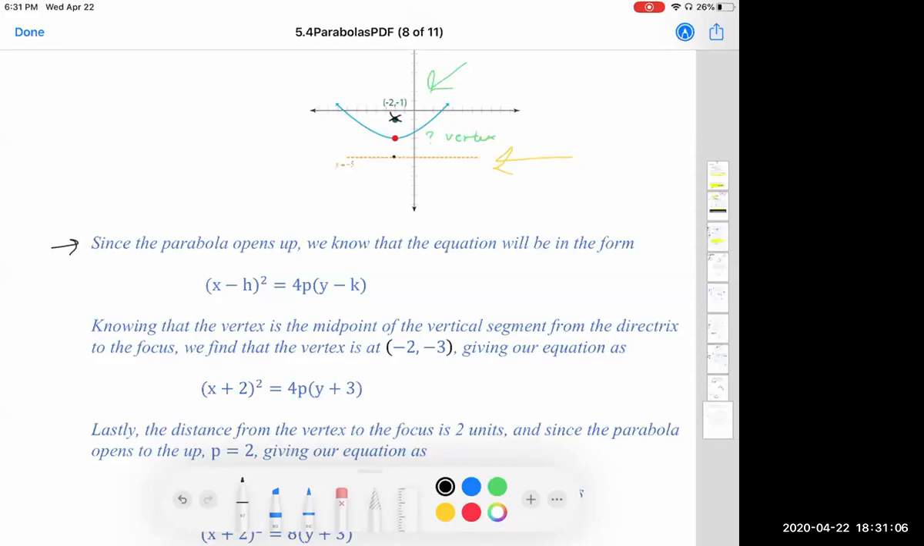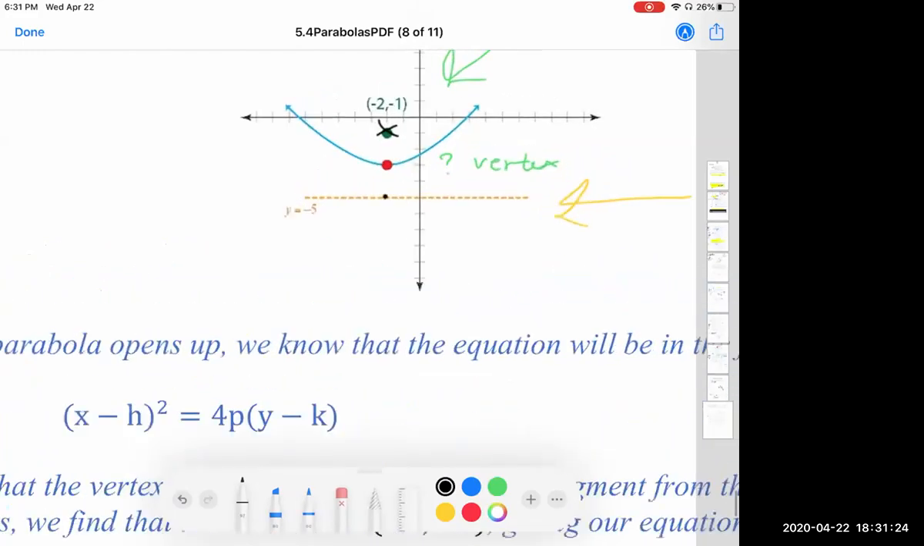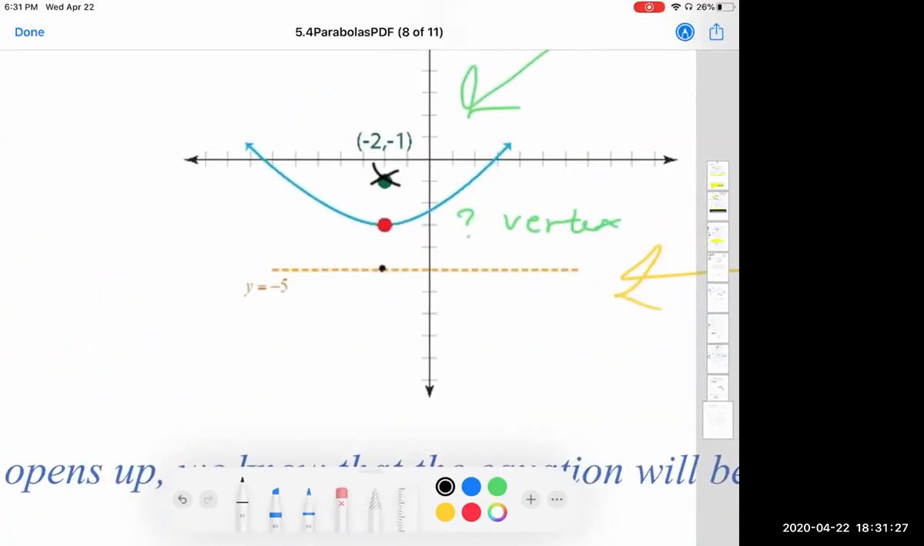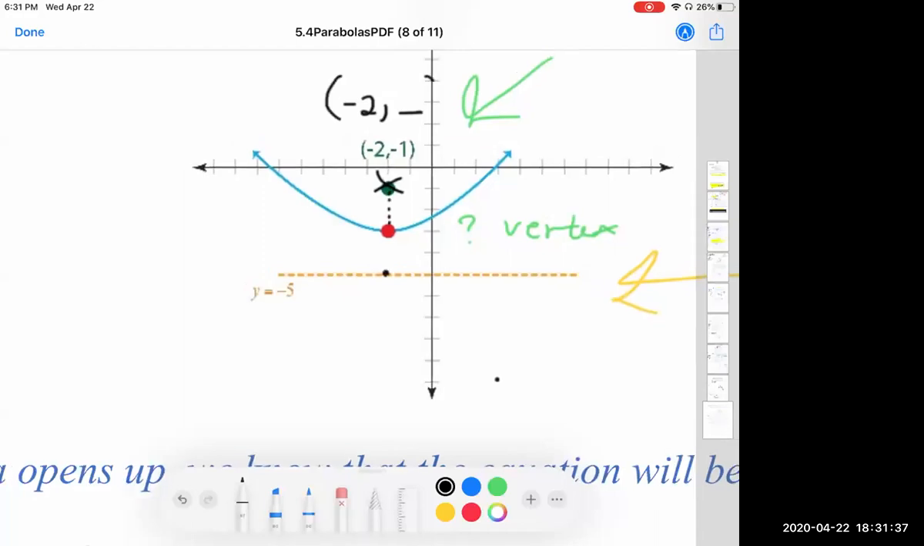Knowing the vertex is the midpoint of the vertical segment from the directrix to the focus, we find the vertex is (-2, -3), given our equation as (x + 2)² = 4p(y + 3). So what you can do is, you know that it's going to be -2 comma what? Because it lines up with your focus. So what number can that be?